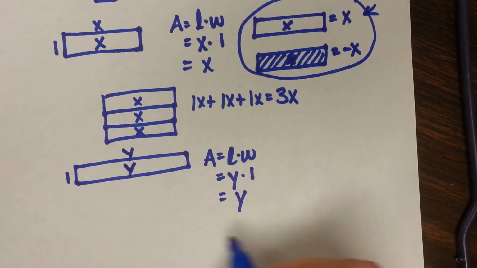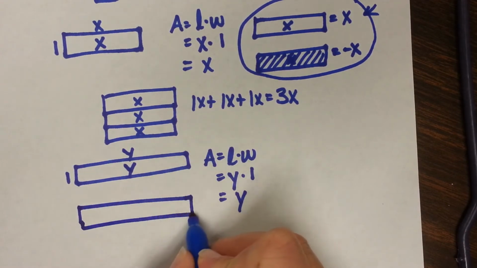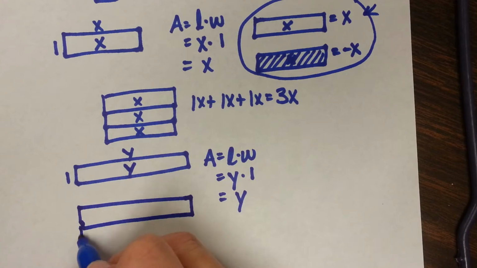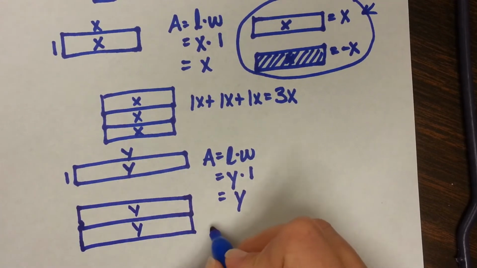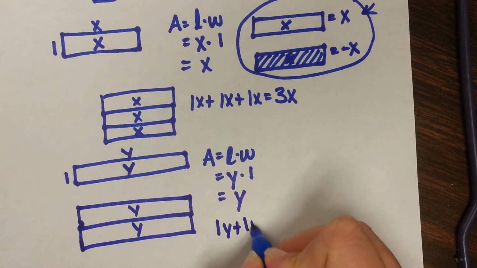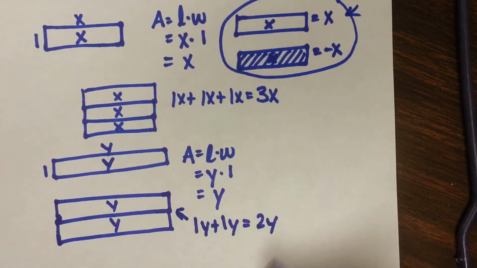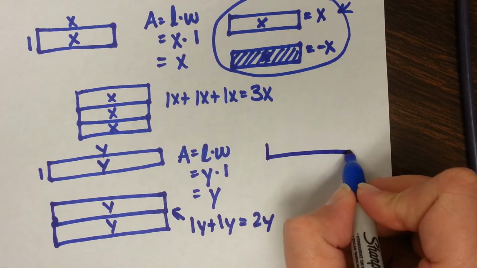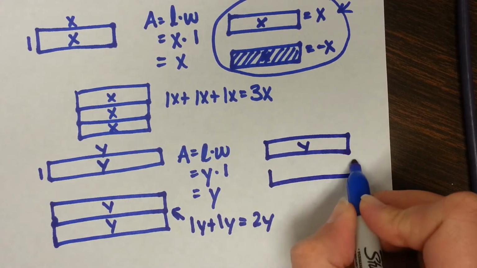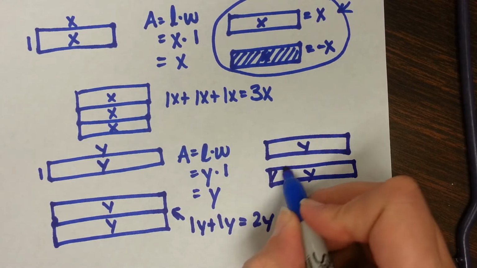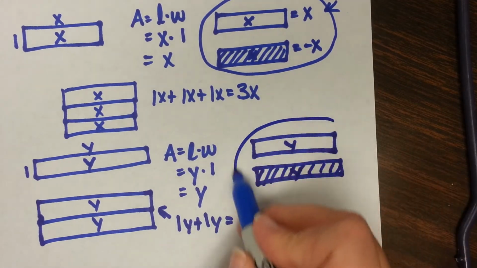So here, if I was to have a y piece, and then I put another y piece with it, I would have 1y plus 1y, which would equal 2y. If I made one of them positive and one of them negative, remember we made it negative by shading it, then they would cancel out, creating another zero pair.